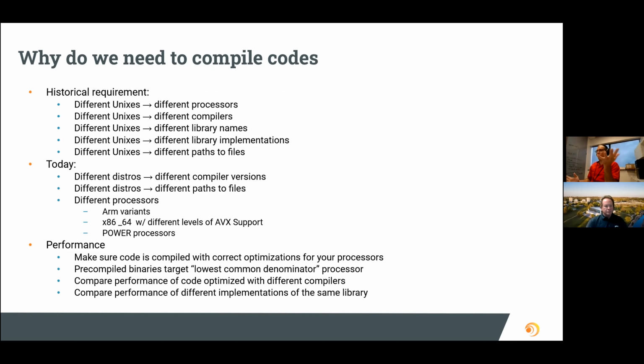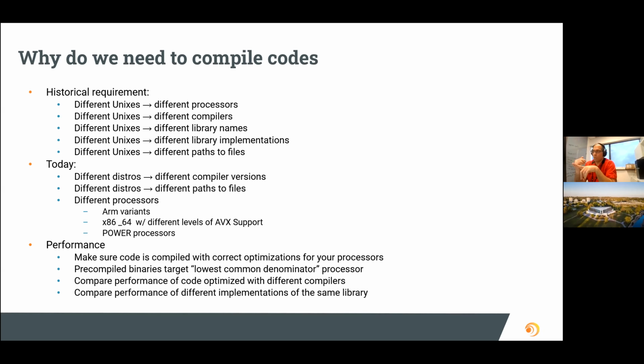So we're going to be talking about compiling code and why you need to do that, right? Part of this is historical. In the past, HPCs ran on Linux, or before Linux, various Unix systems. A lot of the reasons why we historically needed to compile code was because of all the different Unixes. All the different Unixes use different processors. All the different Unixes came with their own set of compilers.